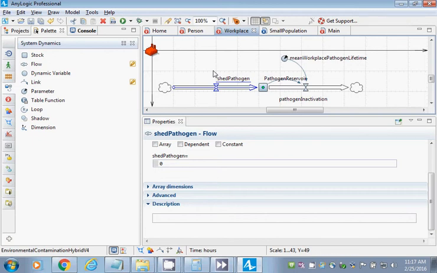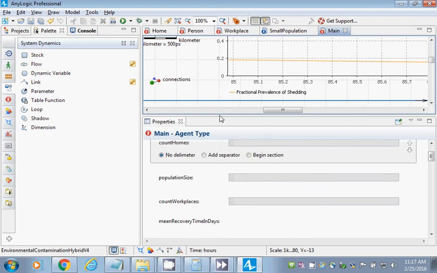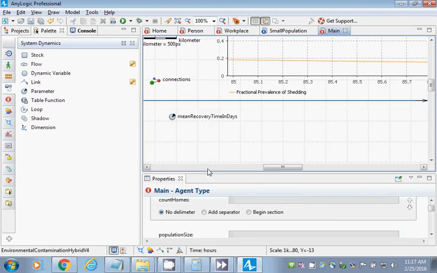I would like to go to main, because we're going to use this from two different places. In main, I would like to create a function called count infective in group.